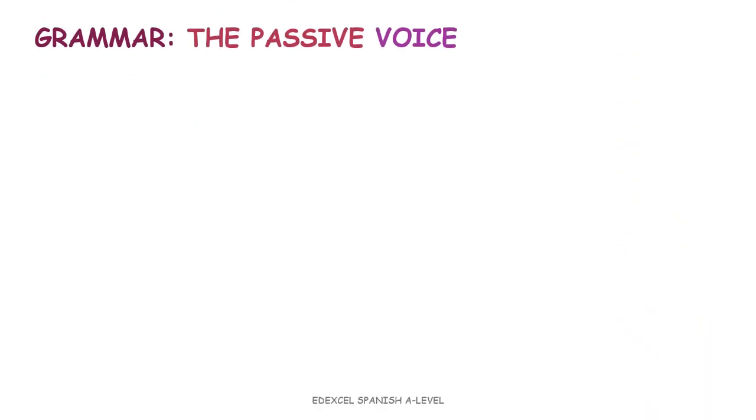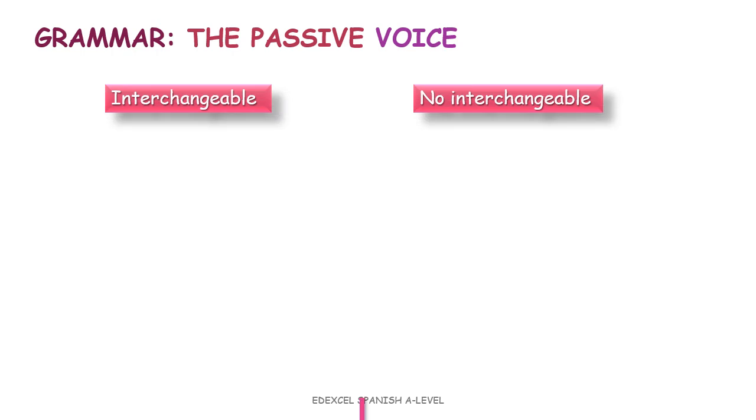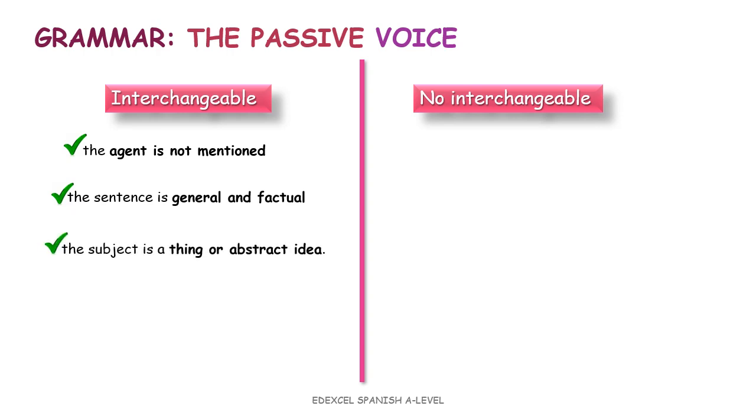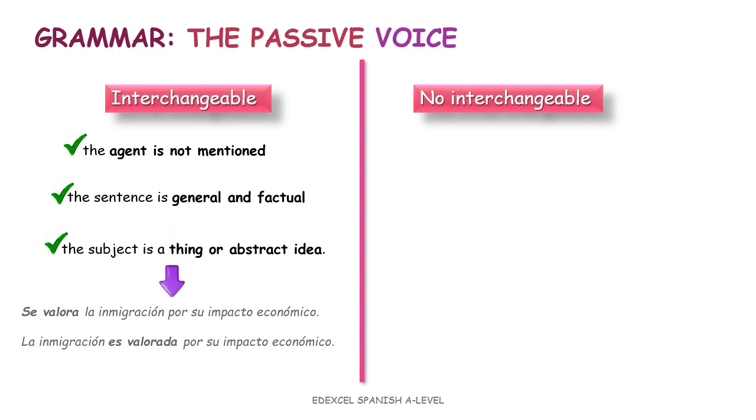They are interchangeable when the agent is not mentioned, or the sentence is general and factual, or the subject is a thing or an abstract idea. For example, you can say se valora la inmigración por su impacto económico, or you can say la inmigración es valorada por su impacto económico. Both are correct, natural and acceptable in an exam.